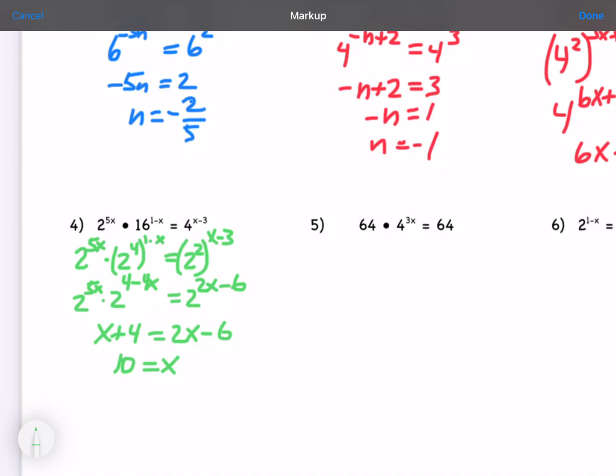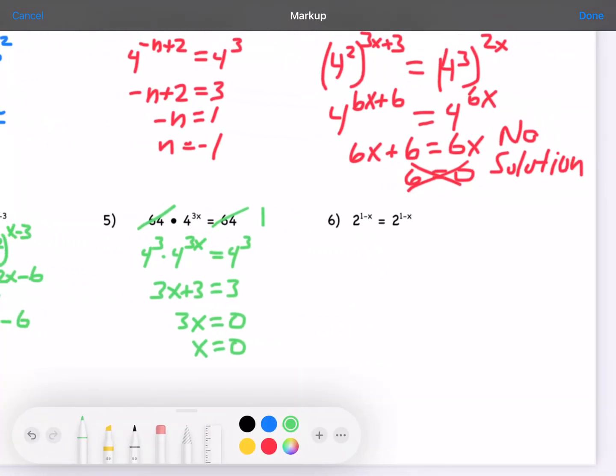All right, number 5. There's a number of ways to do it. I'm going to take them down to their bases. So 64 is 4 to the third times 4 to the 3x equals 4 to the third. So this becomes 3x plus 3 equals 3. 3x equals 0, or x equals 0. Another thing you could have done is you could have just immediately got rid of the 64s and made that 1. And said 4 to the 3x equals 1, which is 4 to the 0 power.